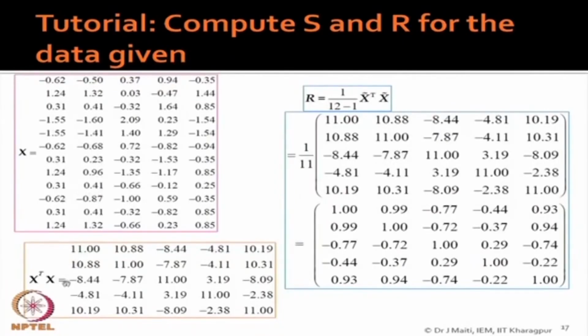You can do the same thing now. We are interested in x tilde. Here, this is x tilde transpose x tilde, and R is 1 by 11 times x tilde transpose x tilde; you are getting it like this. You see, once you calculate this way, you will get all the diagonal elements as 1. If you do not get that, there is a problem. Do you have any questions so far?